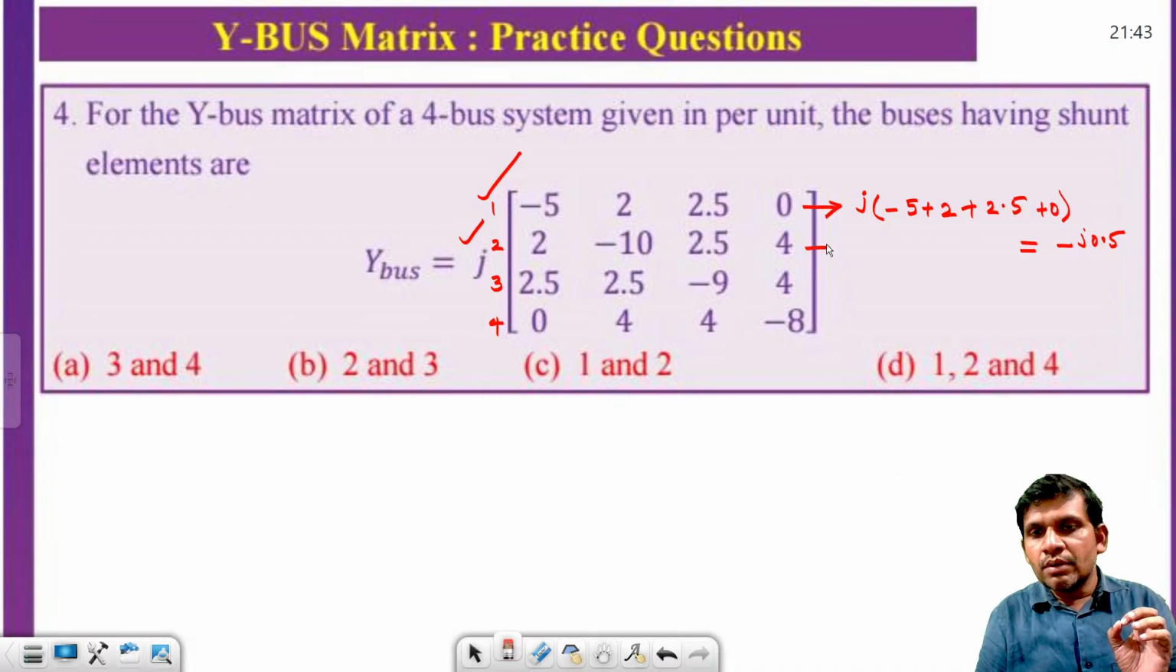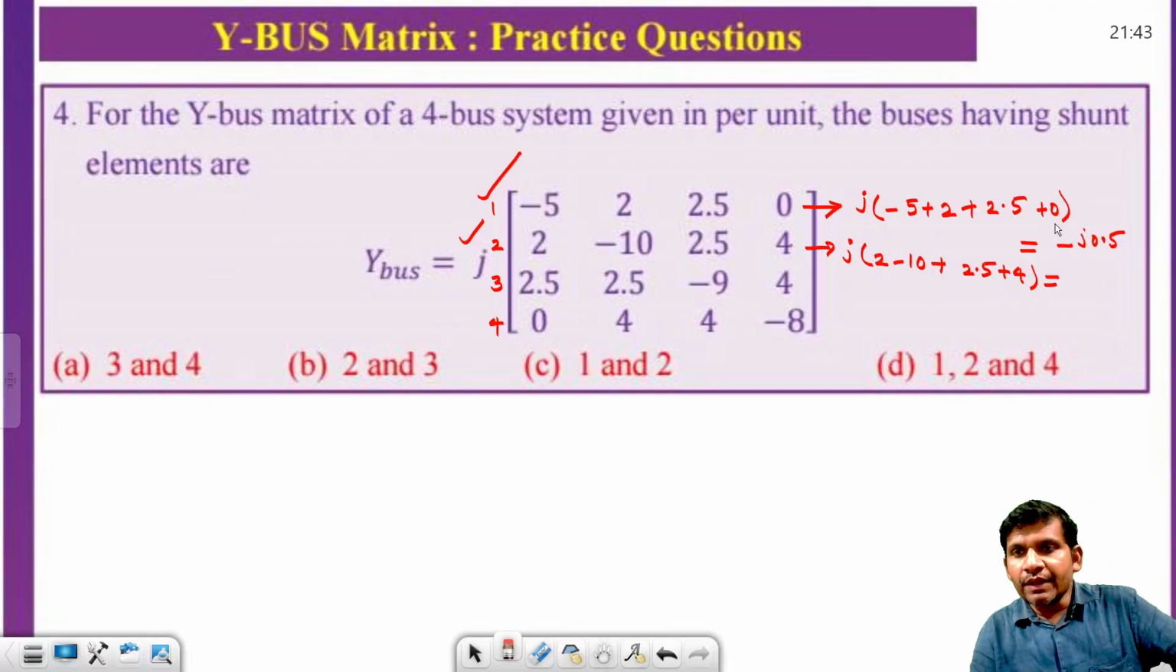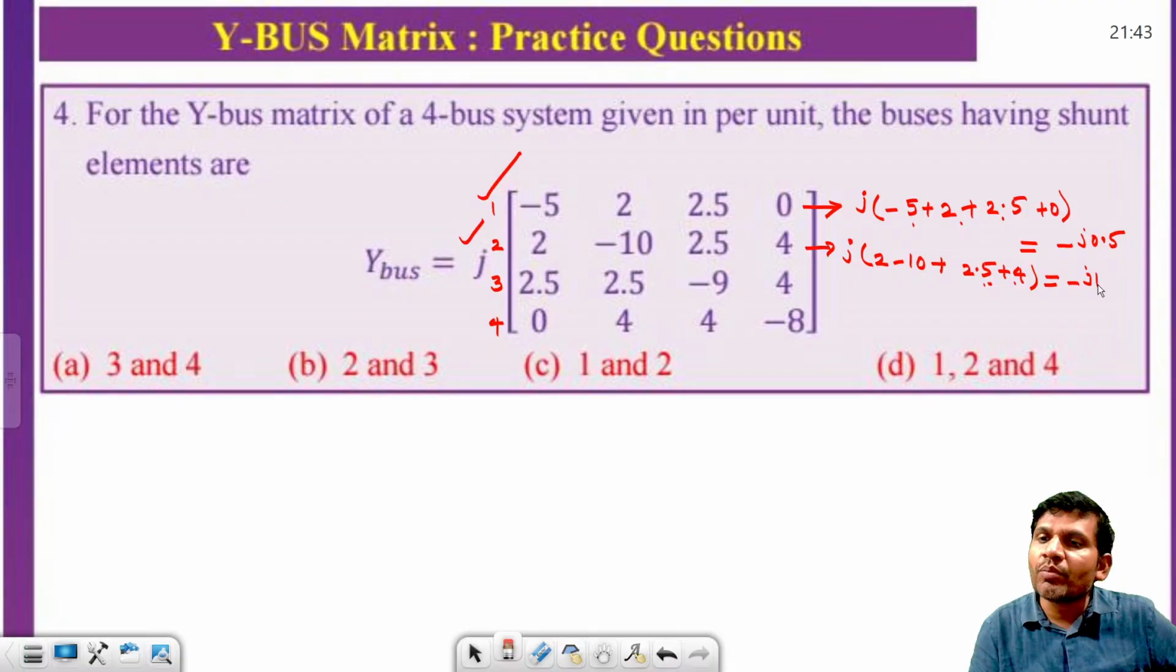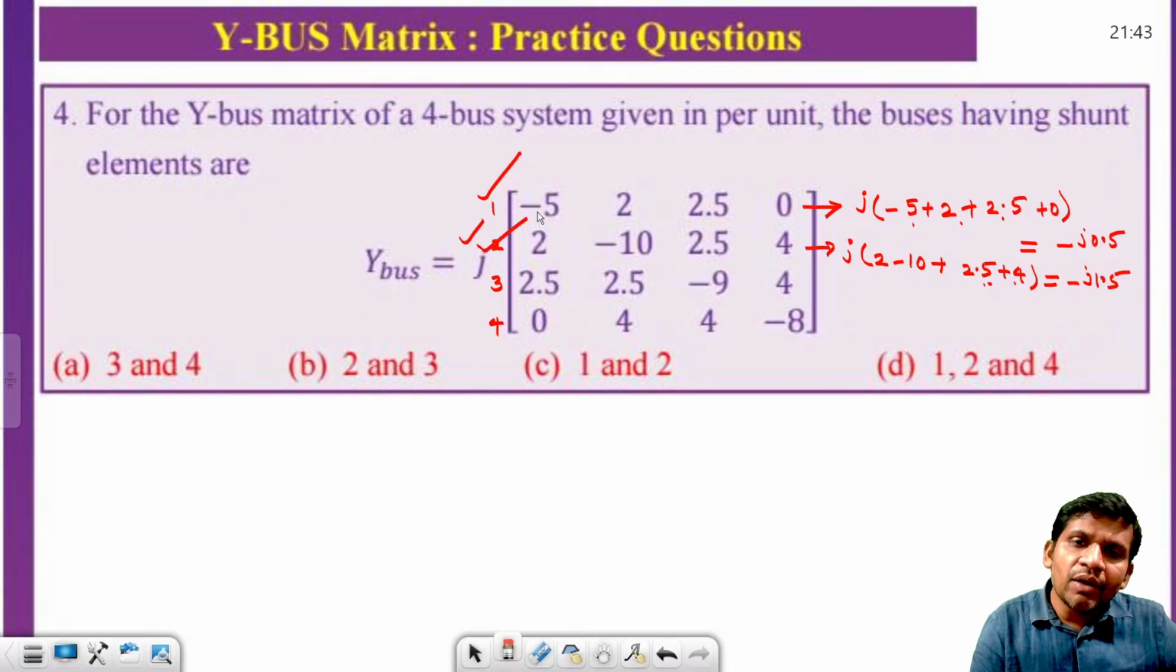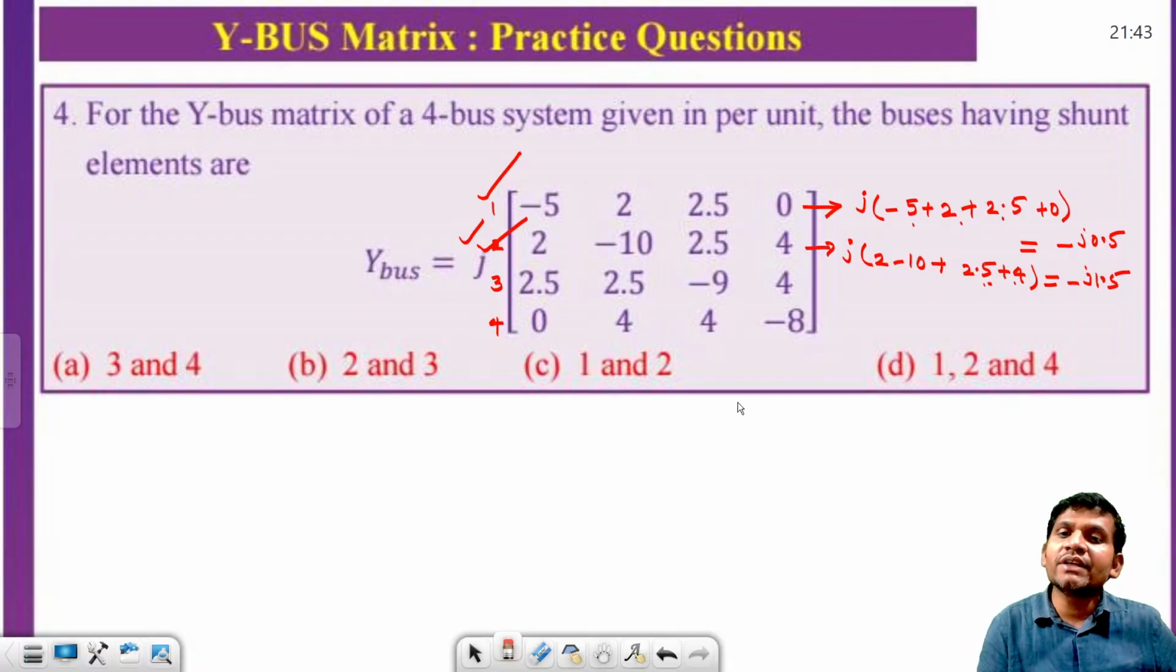నెక్స్ట్ j, yes friends, 2 minus 10 2.5 plus 4. Can you tell? This is 4.5 8.5. This is minus 10. Correct? ఇది కరెక్టే. This is 4.5 minus 5 అంటే minus j.5. ఇక్కడ చూడండి. This is 6.5 8.5 అంటే minus j 1.5. అంటే that bus 2 is also having the shunt element. Bus 2 is also having the shunt element.